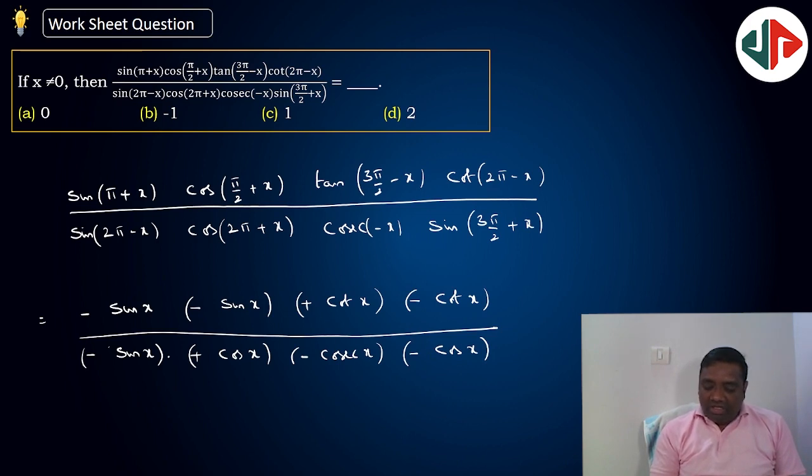Now what is the condition here? The numerator will become cos square x, and the denominator sin x into cosecant x means 1. Minus into minus is plus, plus into minus is minus. So the numerator is also plus, and with cot x the minus value will exist. So this is also cos square x. So your answer is option 1.